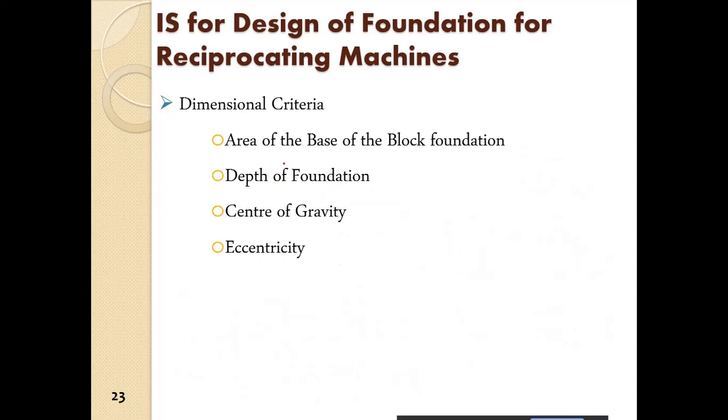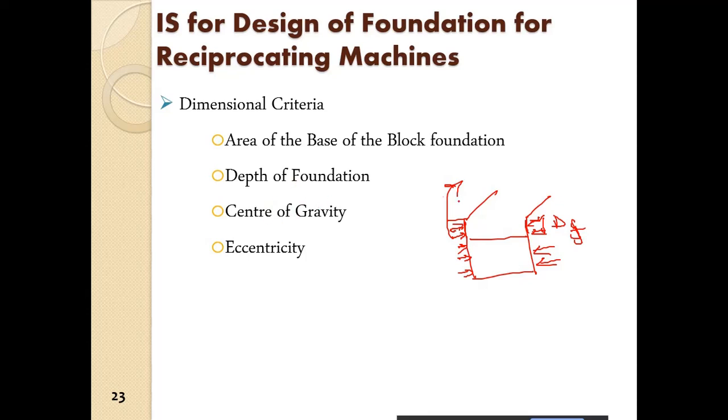So dimensional criteria, as we have already discussed, we need the area of the base of the block foundation. Then the depth of the foundation. Greater the depth, greater its stability against rotation. It will prevent rotation, as the soil holds the foundation from both sides. So greater is the depth, greater is the stability towards the rotation of the foundation.